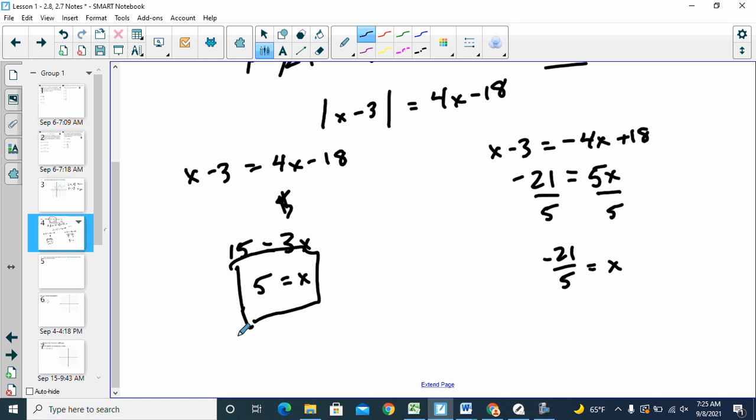And then do the same thing with -21 over 5. -21 divided by 5, store x. And I would scroll up until I get to the 1/2 times the absolute value of x minus 3 plus 5. Gives me 8.6. The 2x minus 4 gives me -12.4. Therefore, this one is not a solution. Only x equals 5.